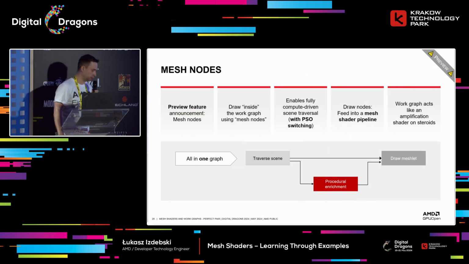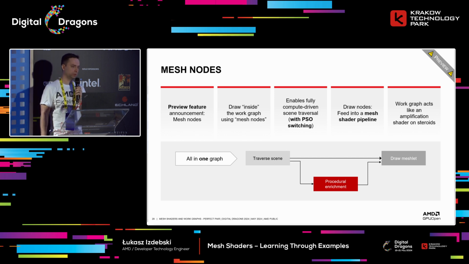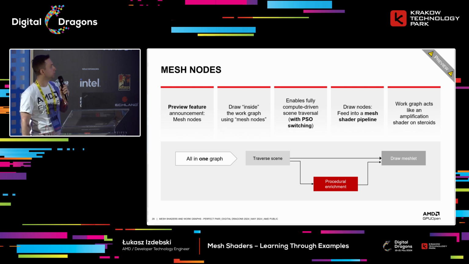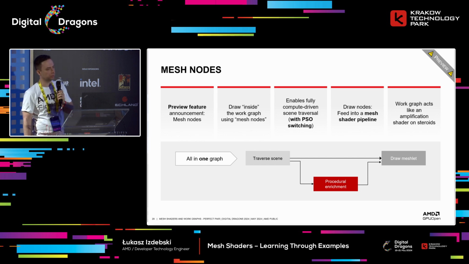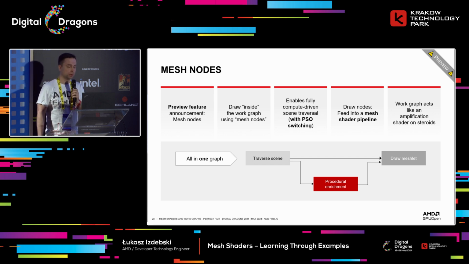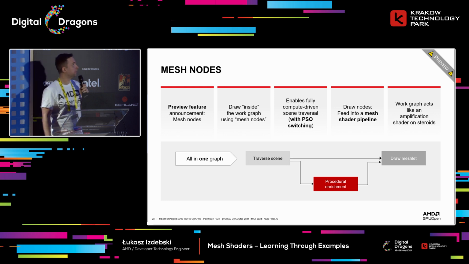Okay, so until now I was talking about work graphs in specification 1.0, where nodes can be written using only compute shaders, so we can interact only with the compute queue. Now I want to present the preview feature of work graphs: nodes in work graphs can now be written as mesh shaders. In other words, work graphs with mesh shaders are the amplification shader on steroids, because you can do much more with them.